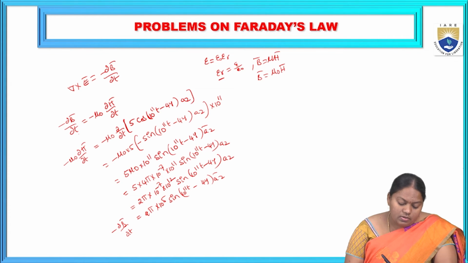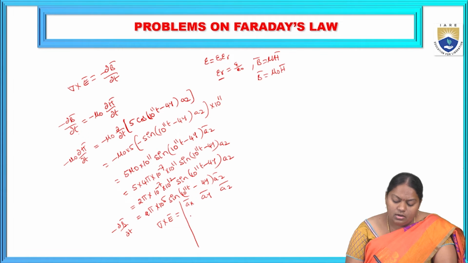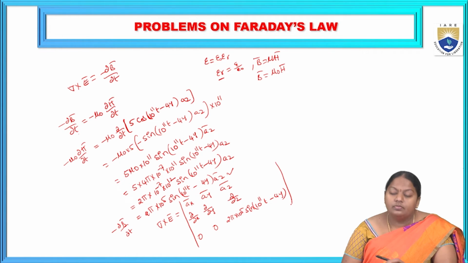So this is nothing but del cross E bar. If you expand this, with AX bar, AY bar and AZ bar, and dou by dou X, dou by dou Y and dou by dou Z, the resultant is in terms of AZ, meaning only the Z component exists, hence the X and Y components become 0. The Z component is 2 pi into 10^5 sine(10^11 t − 4y). If you evaluate, you get the value of del cross E bar.